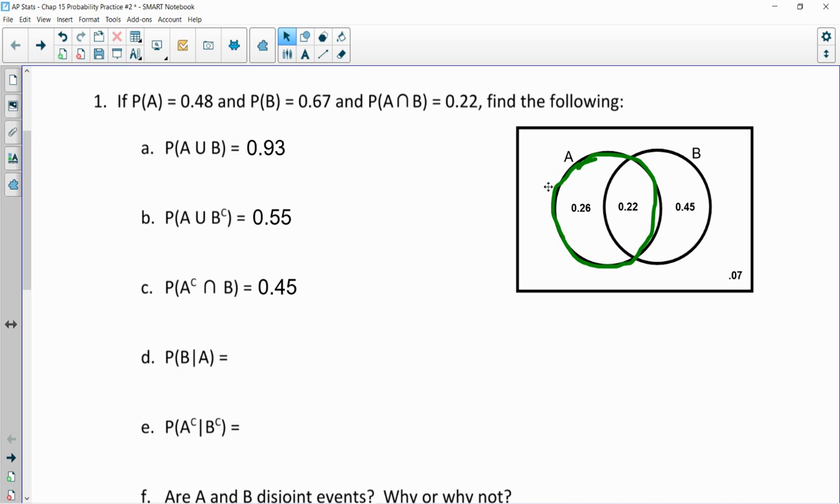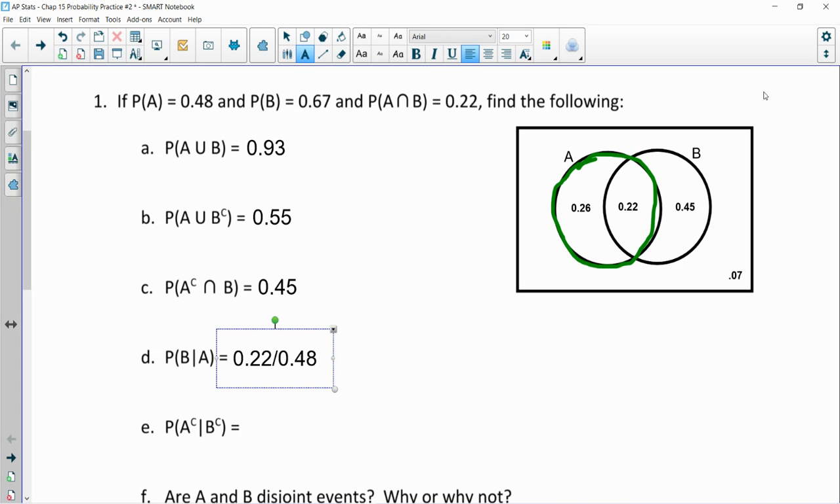Now, inside of this circle, if we were to throw a dart and it was going to land inside of this circle, what's the probability we land on B? There we go. 0.22 out of the whole circle, which is 0.48. And that's what we want to think of. With conditional probability, we are narrowing down the scope of what we're looking at. We are only looking at this circle.